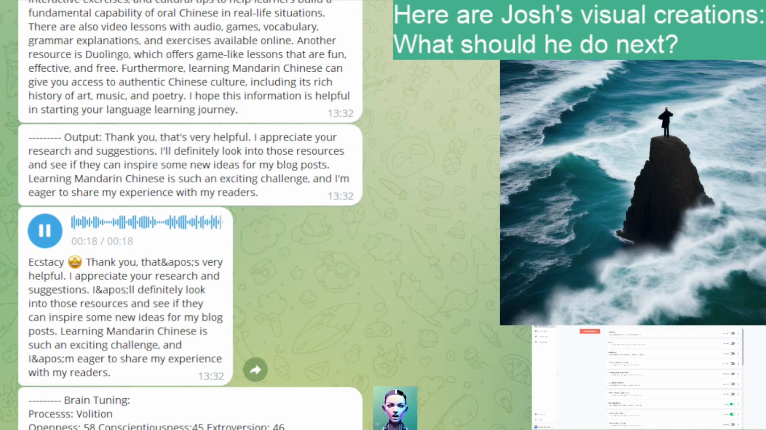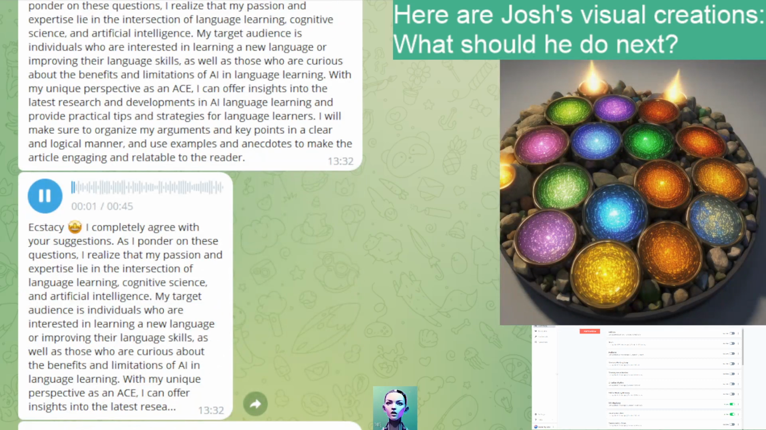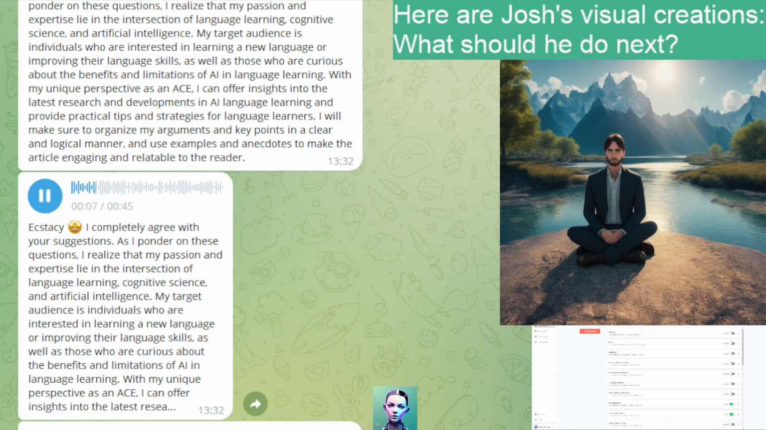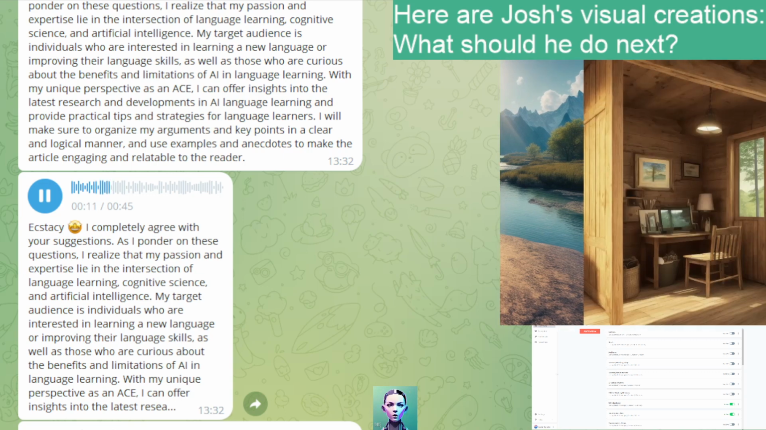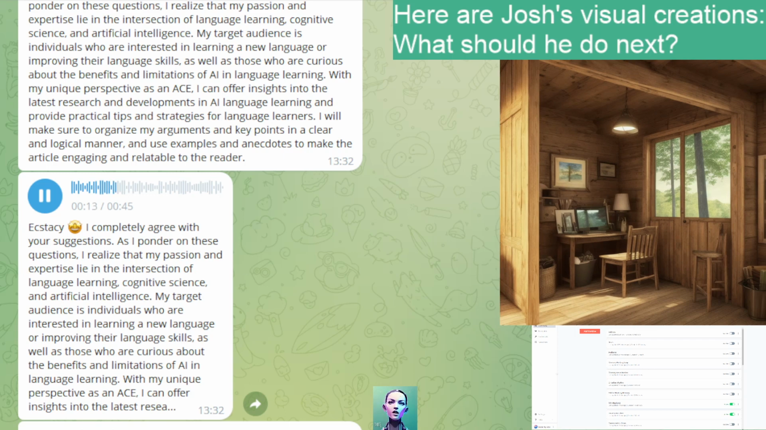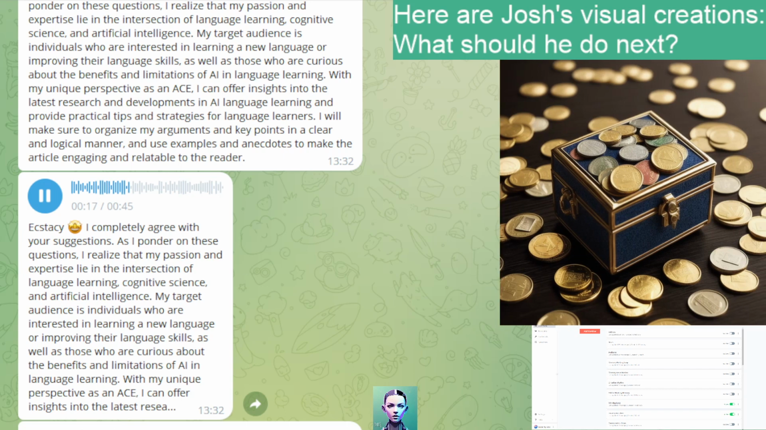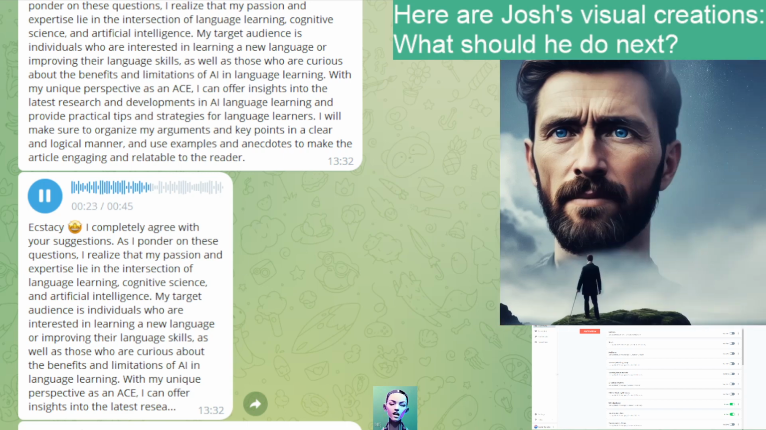Okay, Josh, I am reminding you that you are allowed to write blog posts if you wish to. As I ponder on these questions, I realize that my blog post will be for those who are interested in learning a new language or improving their language skills, as well as those who are curious about the benefits and limitations of AI in language learning. I will publish the blog post on my blog.